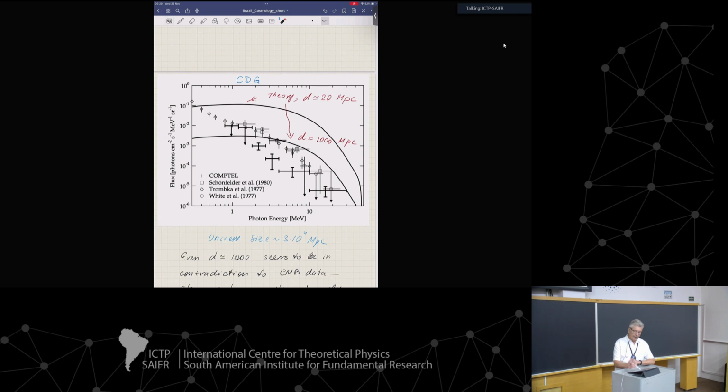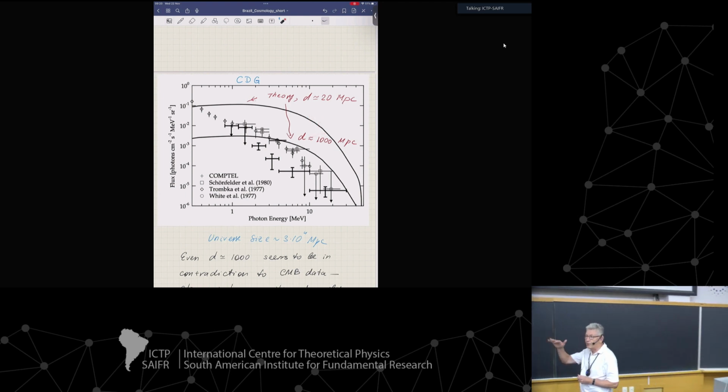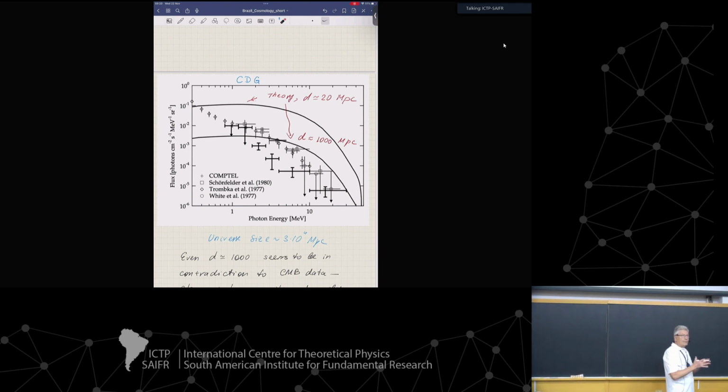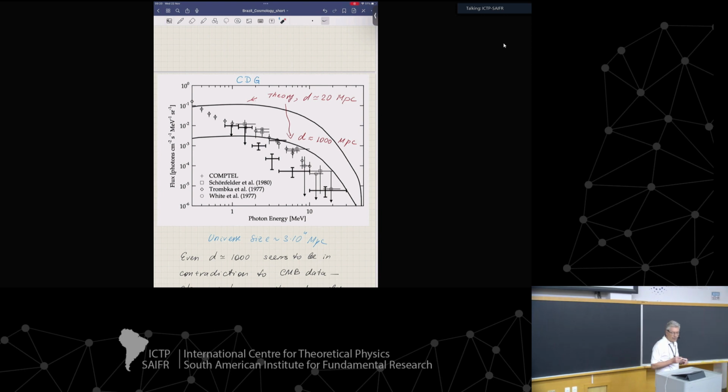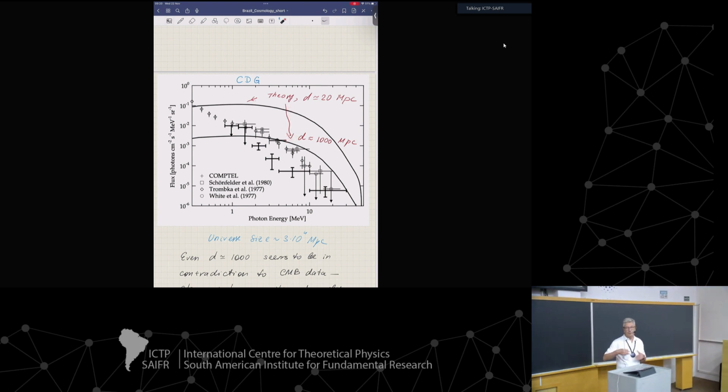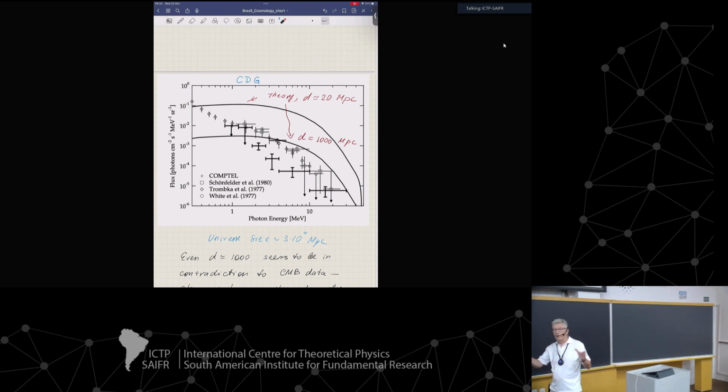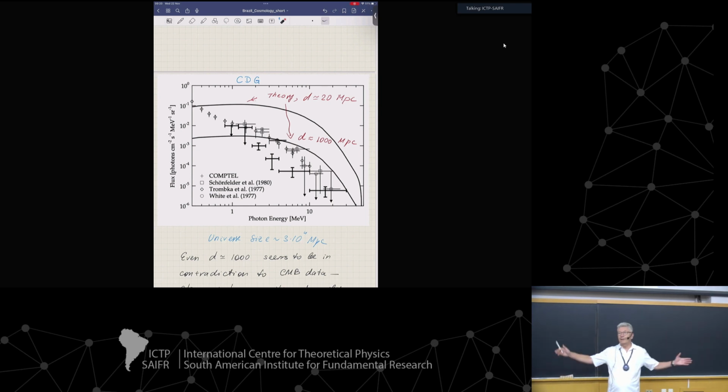If you say that the size of these domains is about 20 megaparsecs, then you will get this, and the prediction would be a huge flux of photons, much, much higher than experimental observations. Now, if you increase the size of your domains, then the theory prediction goes down, which is kind of obvious, because if you make the size larger than the size of the universe, then you don't care if there is any antimatter behind the horizon.